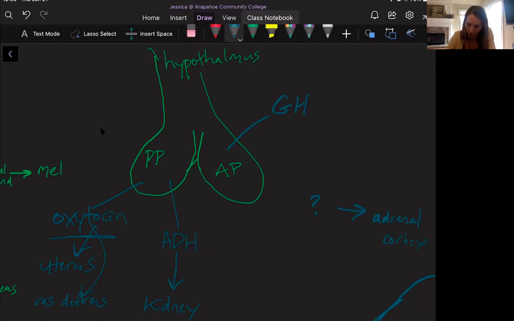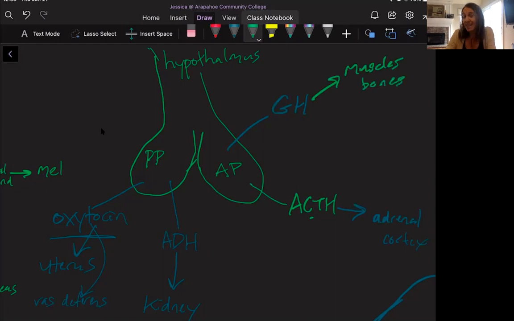And so that something, right, is going to be ACTH. So the originating gland is the anterior pituitary. It releases ACTH, that's the hormone. And then the target of ACTH is the adrenal cortex. The target of growth hormone are going to be muscles and bones.